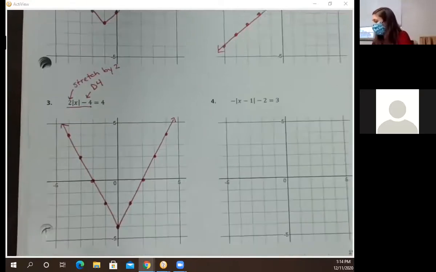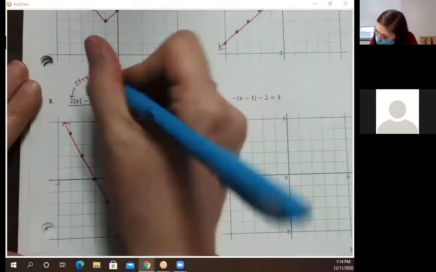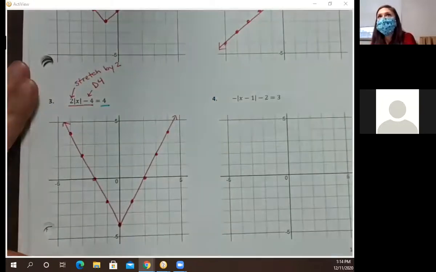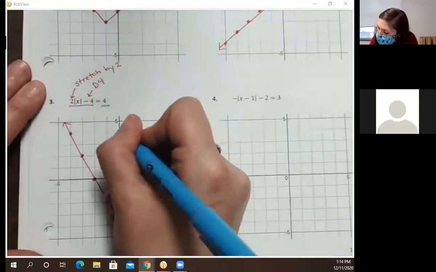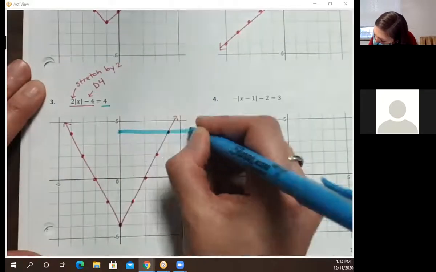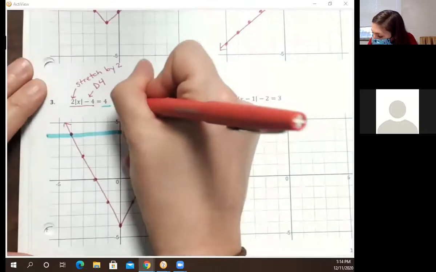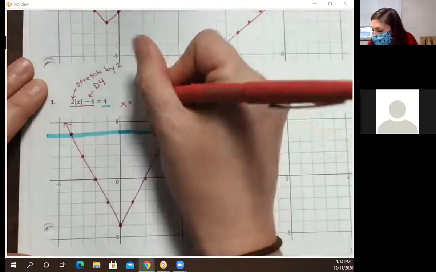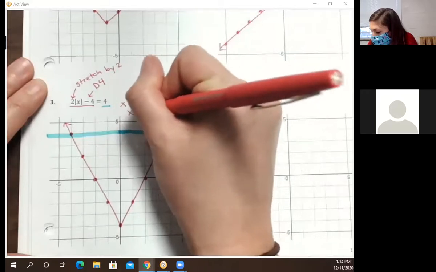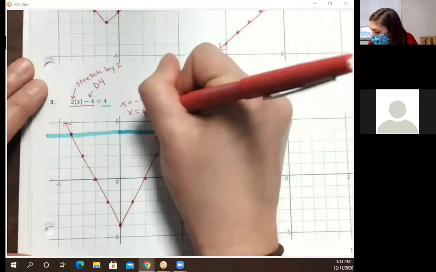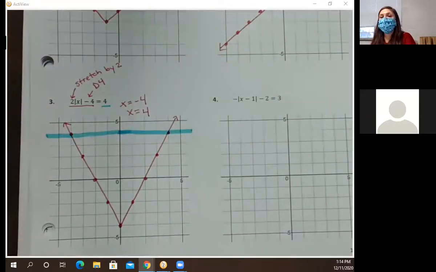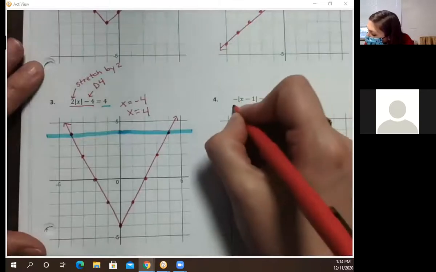There's my absolute value graph. And then I'm going to graph the other side of my equation here. And that's at 4. So I'm going to go to where y is 4, and then we follow it all the way across. So x equals -4 and +4. Questions for me on 3? Okay, let's take a look at 4.